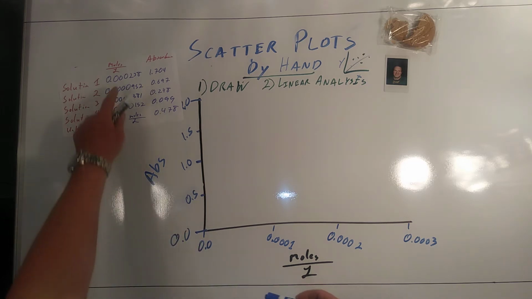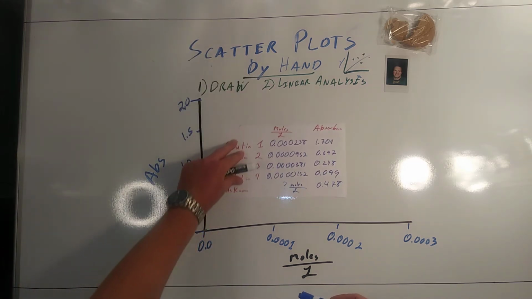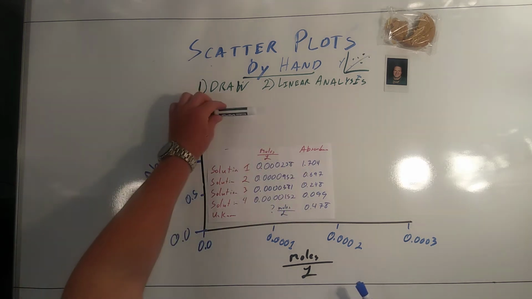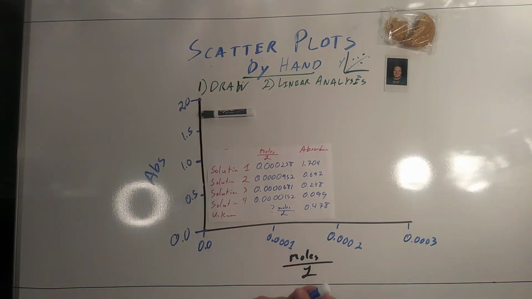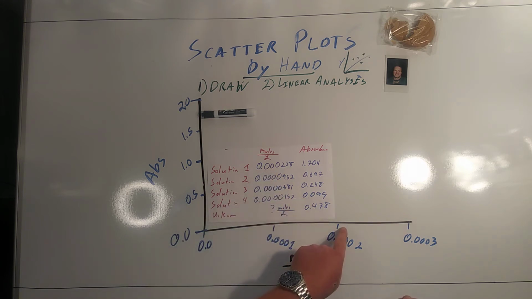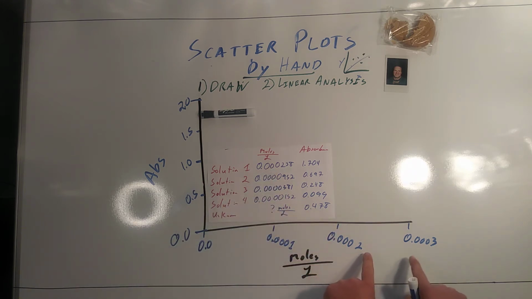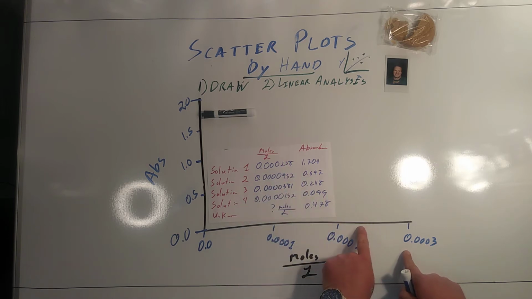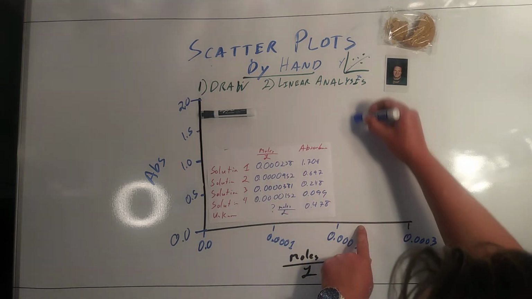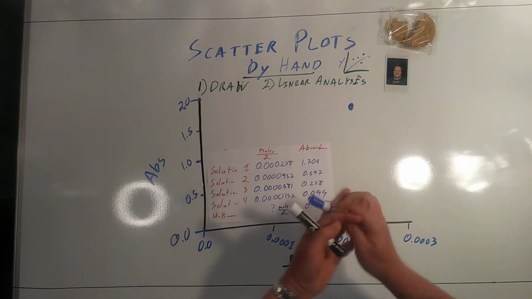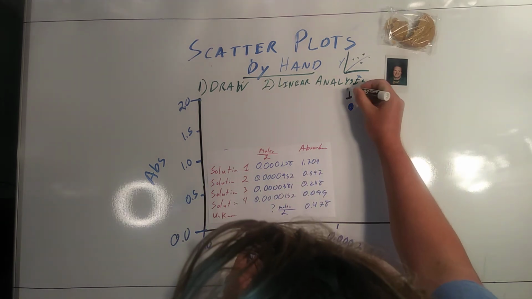So now I'm going to line up. My first solution had an absorbance of 1.704, so about right there. And my solution 1 had a molarity of 0.000238. So in between these guys here, about 1/3 to 1/4 of the way, so about right there. When I line up those two things by eye, I get a data point about right there, and that is my solution 1 data point.